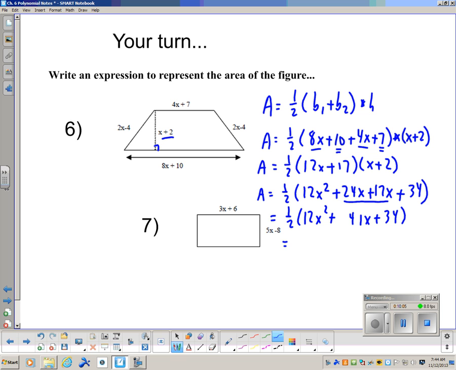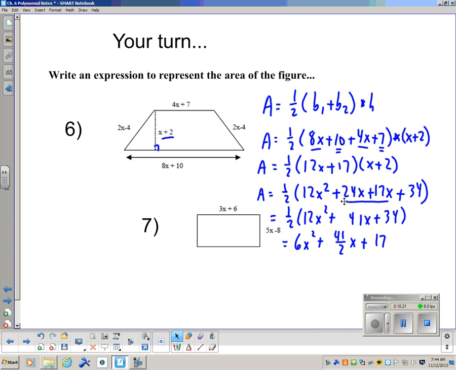So 1/2 times 12x squared, there's 6x squared. 41 halves there doesn't come out nicely, so I'm just going to leave it as 41 halves x. And then a half of 34 here gives us 17. So there's the area of our trapezoid.